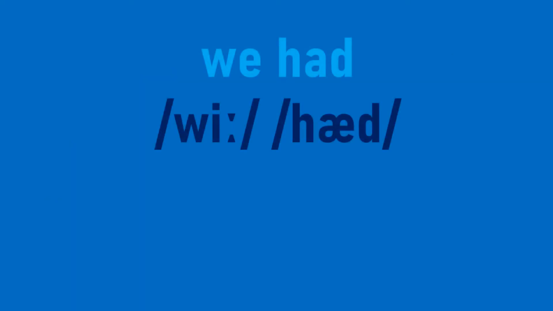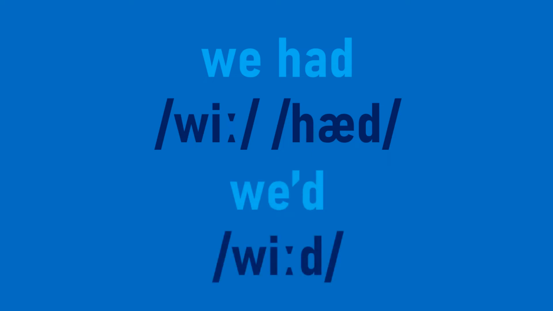We had then, the full form, we with the long E, we had with that short vowel, had, we had. Our contracted form then, we'd. And to make this contraction happen, we lose the h and the vowel, and we're left with we'd. And you'll notice it's one syllable, we'd.